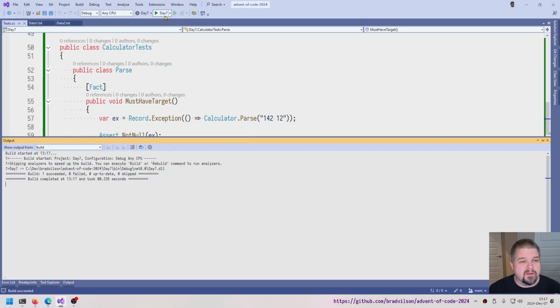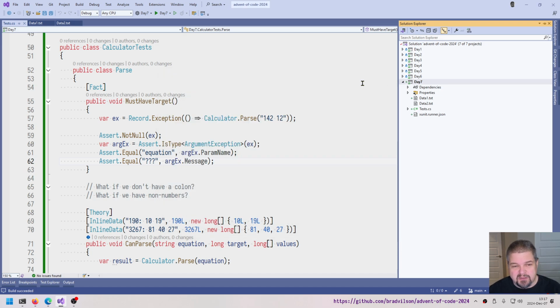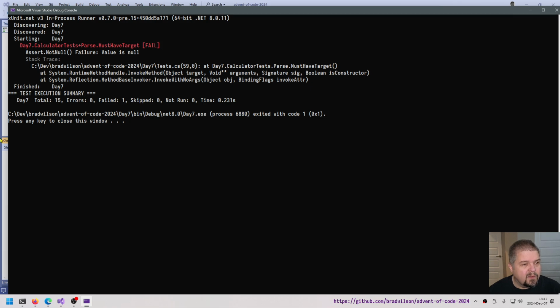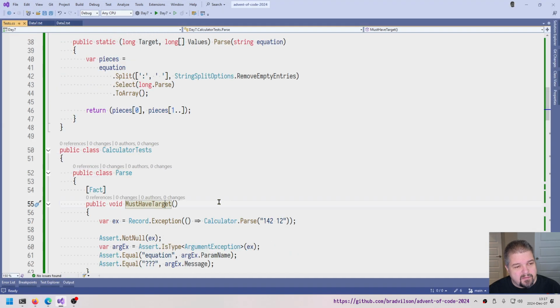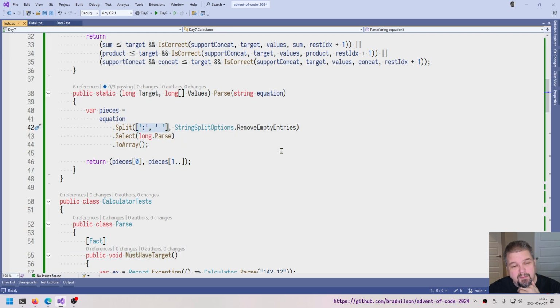I'm going to turn verbose off because we're done looking at timings, and it just makes a bunch of noise. So now we have this one failure where the value is null because we didn't throw an exception. All right, so we know that this is a fairly optimal way to parse this, but the other way we could do it is with a regex, right?